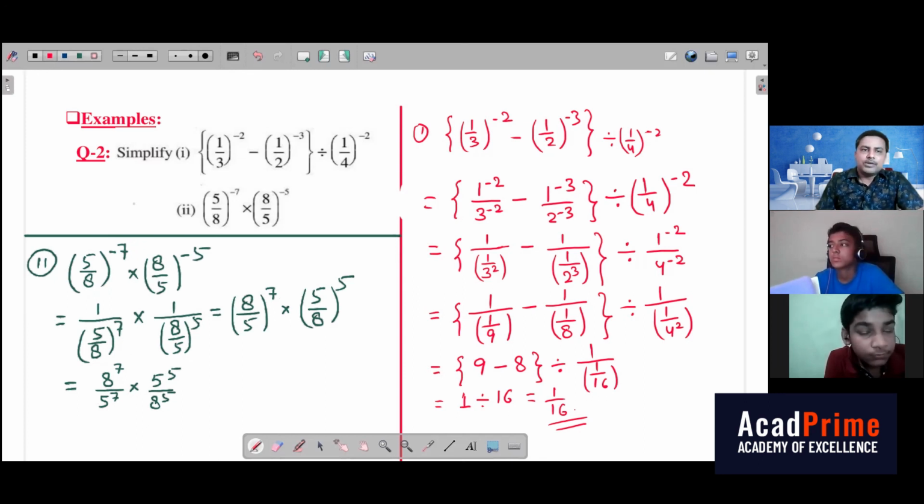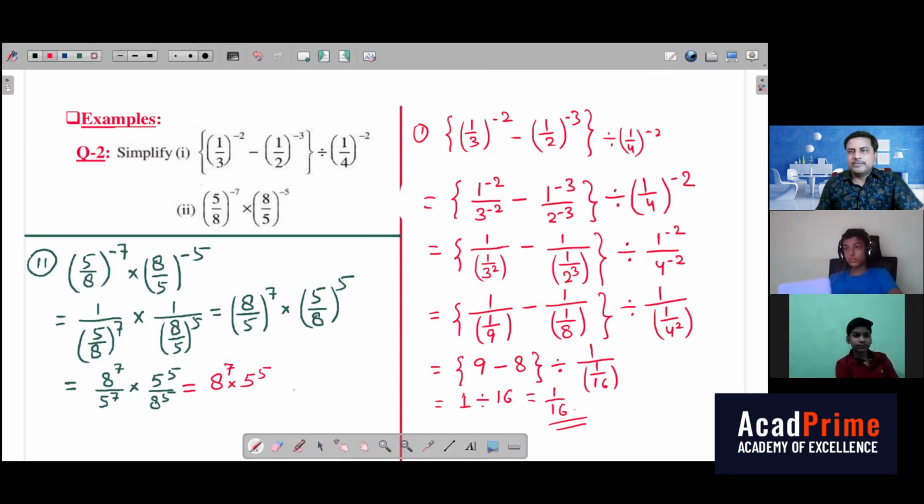We just cancel out the things that are same. That means we can write it as 8 raised to the power 7 into 5 raised to the power 5. Since we are following the exponents and the powers, we just try to solve according to the law. This 5 raised to the power 7 that is in the denominator can be written as 5 raised to the power minus 7, and this 8 raised to the power 5 can be written as 8 raised to the power minus 5.